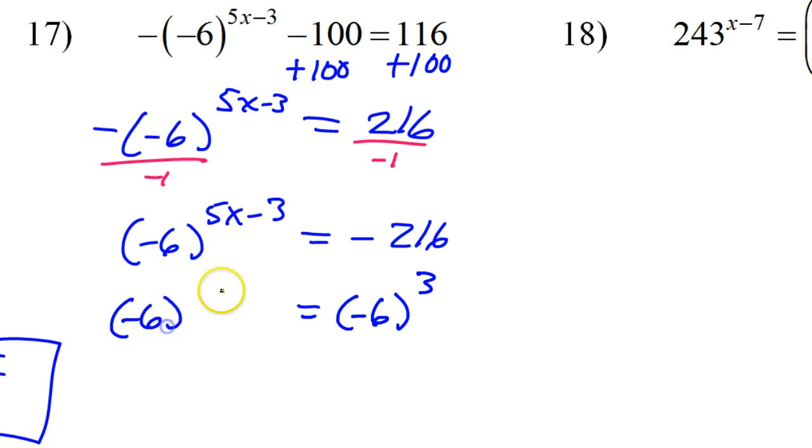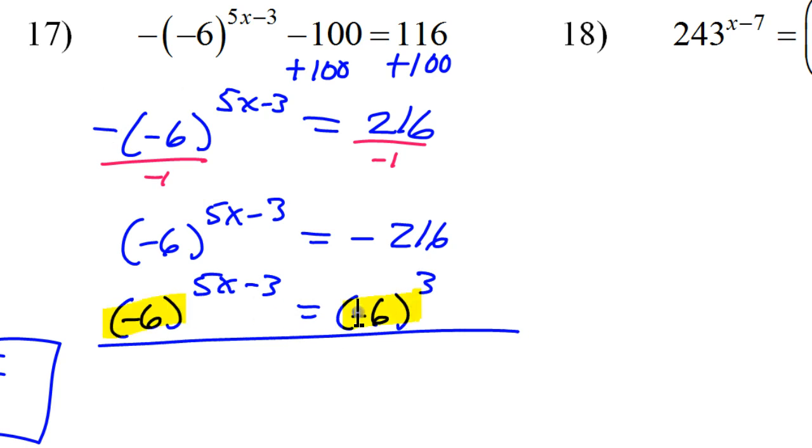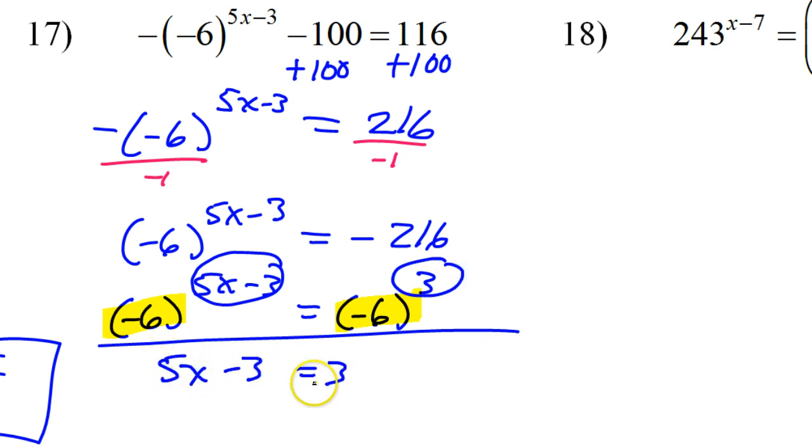I'll just bring this down. Notice that my bases are the same. We're not going to cancel out the negative 6's because that would be a division, and you can't divide away bases. Instead, we have to use pure logic. If the bases are the same, the exponents must also be the same. So 5x minus 3 must equal 3. Then we'll use this new equation to solve for x.